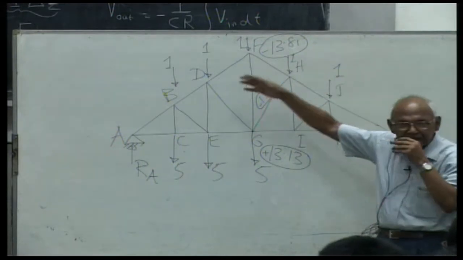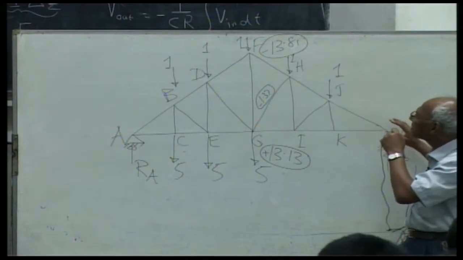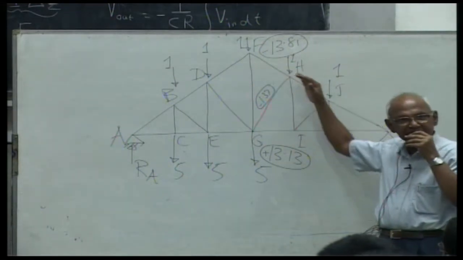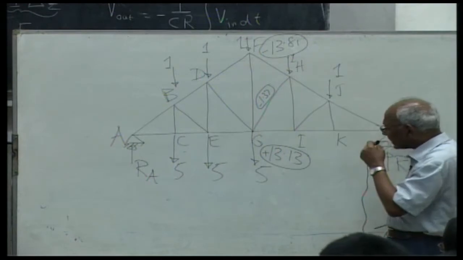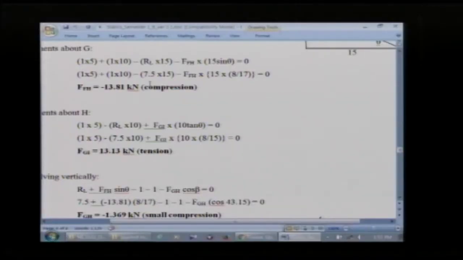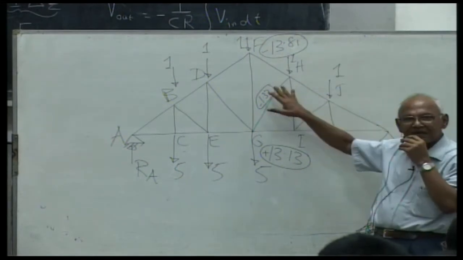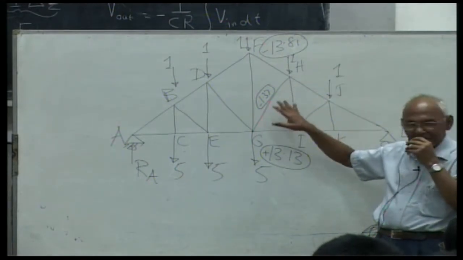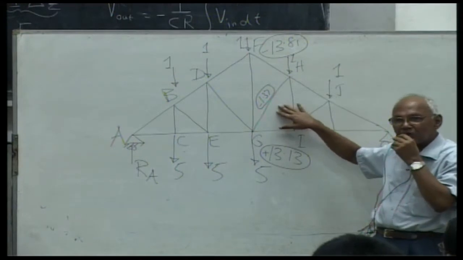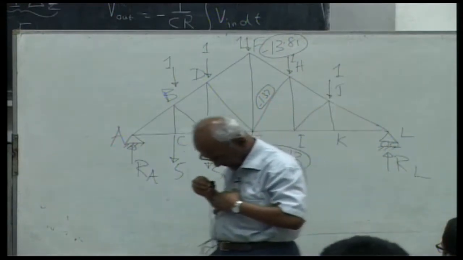And you can also find the other forces, right? And you will see all the top forces are negative. They are all compressive. And all the bottom chord forces are positive. They are tension. And here, you get them varying between tension and compression. In the middle here, you will tend to get small forces. I will explain why.